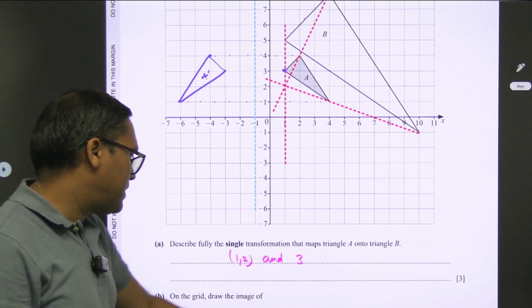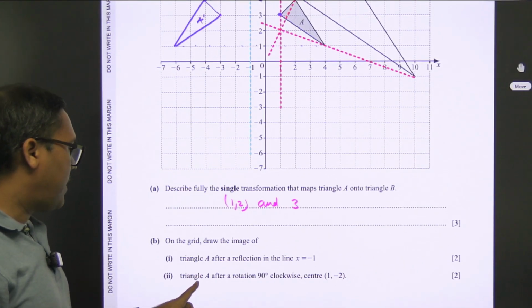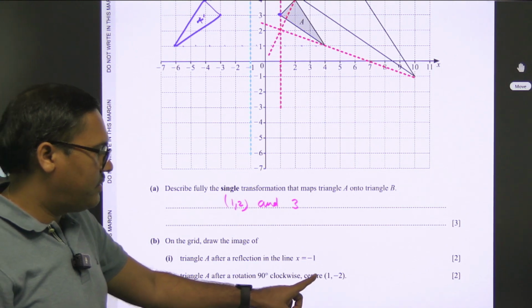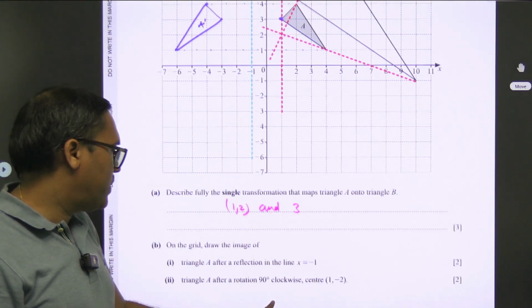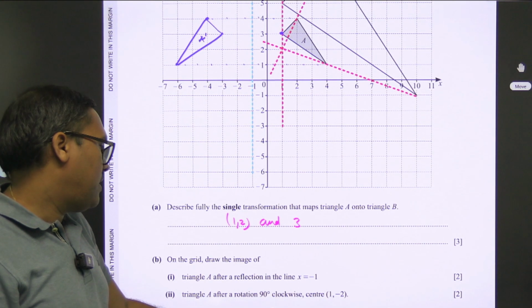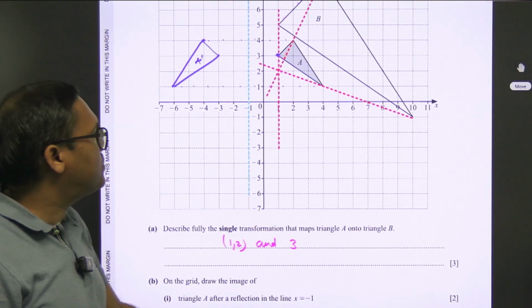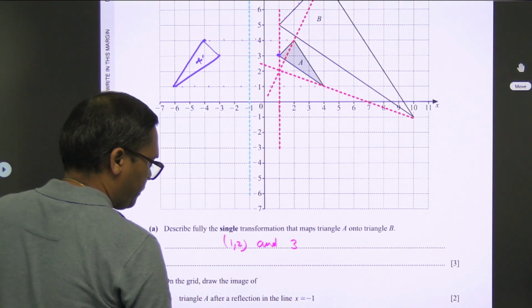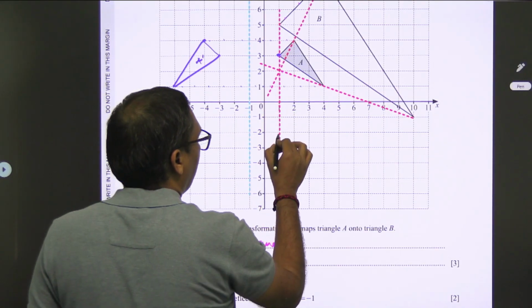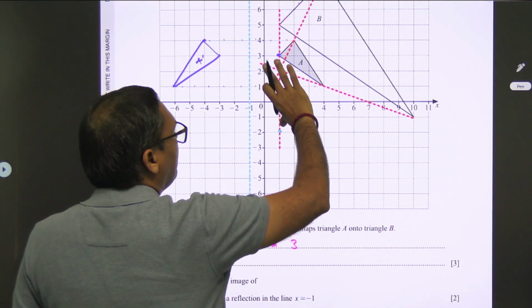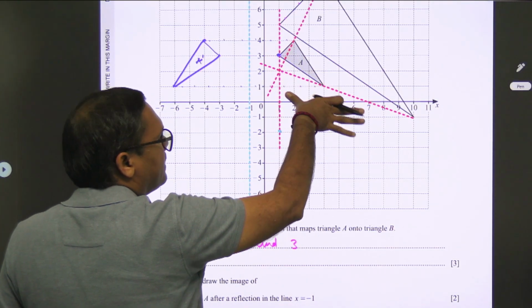Now the next part of the question is triangle A after a rotation of 90 degrees clockwise, center 1 comma -2. So you have to rotate triangle A by 90 degrees clockwise, center of rotation is 1 comma -2. So 1 comma -2 is the center of rotation. Around this, you have to rotate by an angle of 90 degrees.